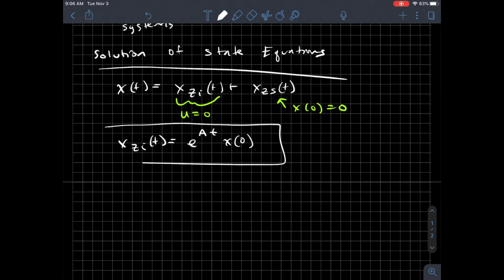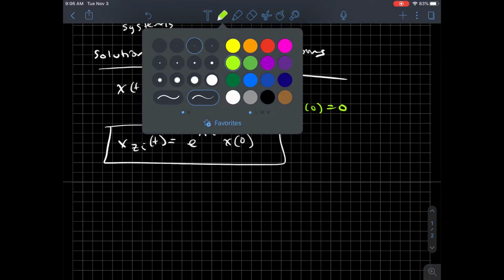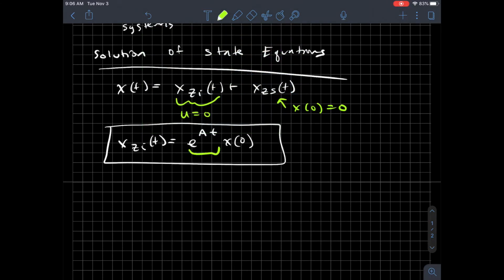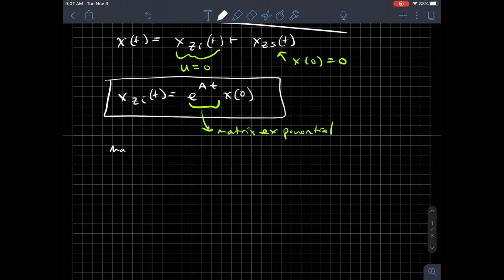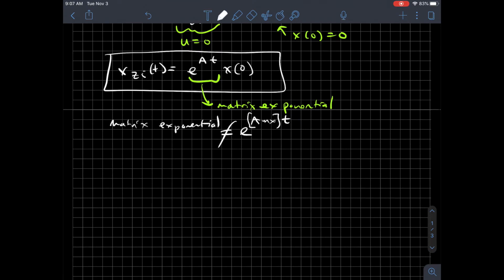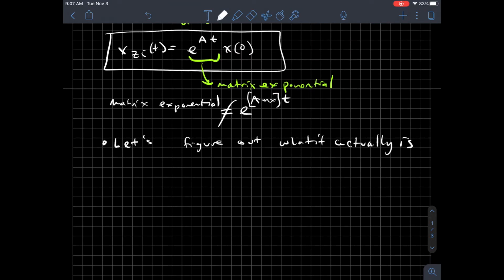I'm going to box that and then give you some further explanation. So e to the A t is what I call the matrix exponential. The matrix exponential is not the same as taking e to the power of each element of the matrix A times t. That is not equal to that. Let's actually do a little bit of math to figure out how to get the matrix exponential. So let's figure out what it actually is.